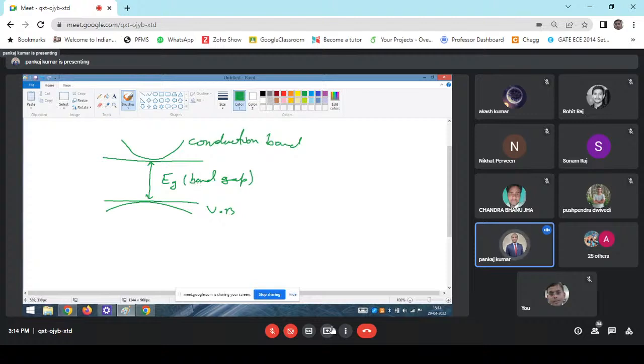On the basis of this band gap, we can also classify materials. An insulator will have a large band gap, greater than 5 electron volt. In the case of metal, the bands overlap each other. In the case of semiconductors, the band gap is less than 5 electron volt. For silicon, the band gap is near about 1.1 electron volt.